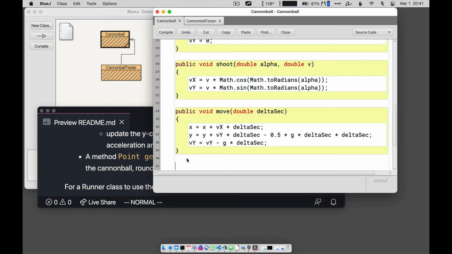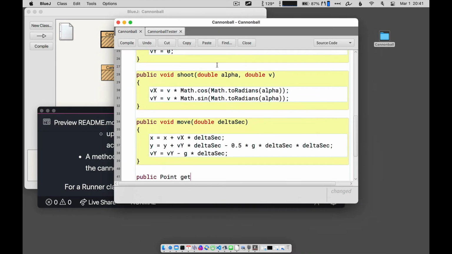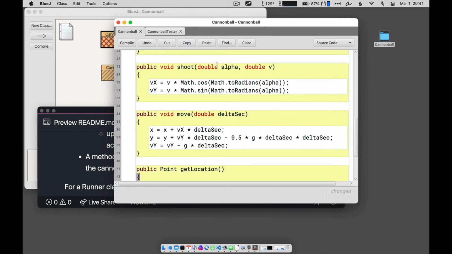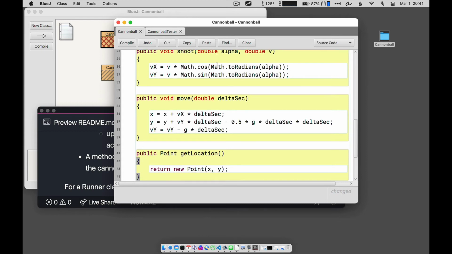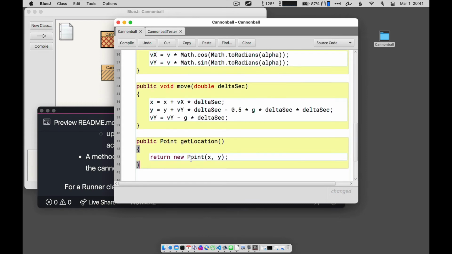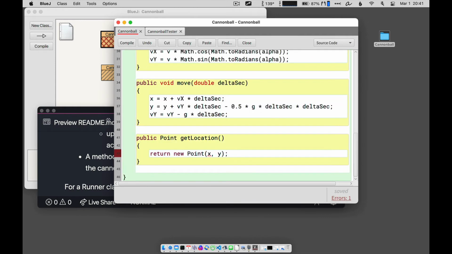So I think what I'm going to do then is write this method here. Let's go ahead and write this. This is the method public. It's going to return a point object, and get location returns the current location of the cannonball. Get location. So I'm going to return, I guess, just a new point object, and it's going to have X and Y in that object. I think I'm just going to send those back, and then I think I'm good.